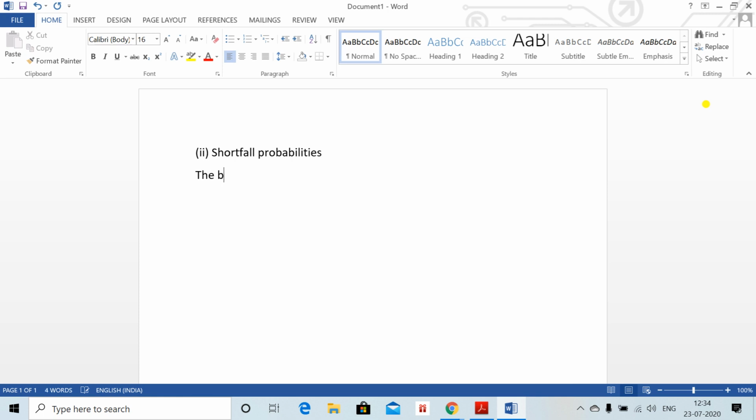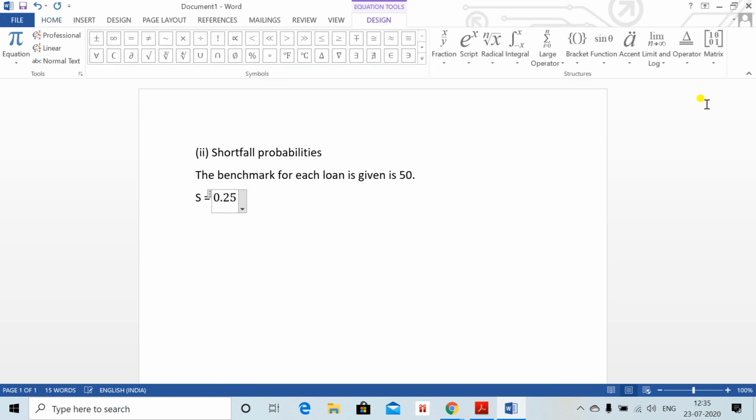The benchmark for each loan given to us is 50. It was said in the question that the senior will not achieve the benchmark if the loss is between 50 and 100. Therefore, the shortfall probability for the senior loan, let's write for S, is equal to 0.25 times 50 divided by 100, which is equal to 0.125 or 12.5%.